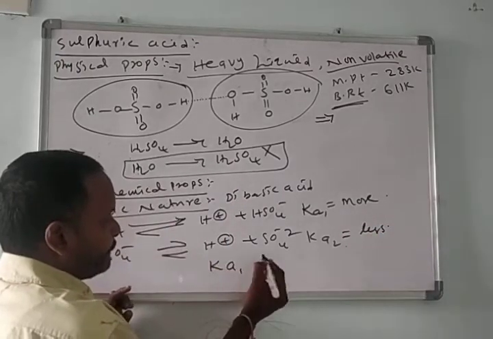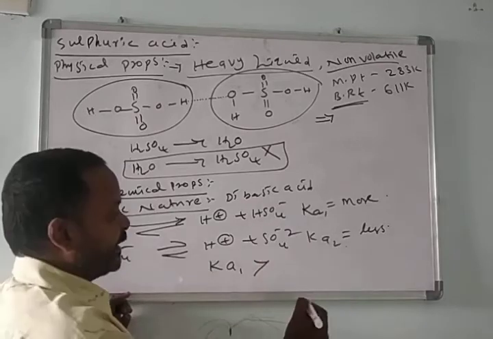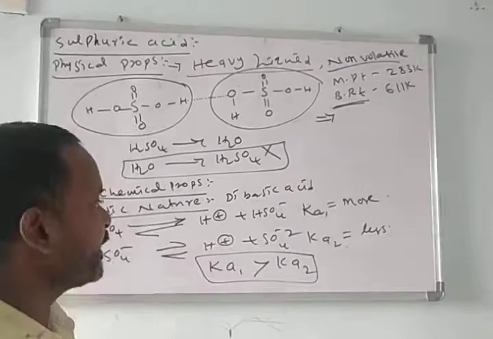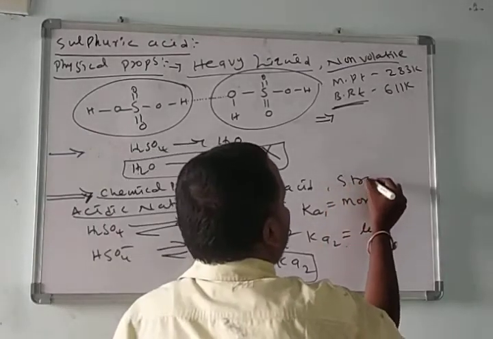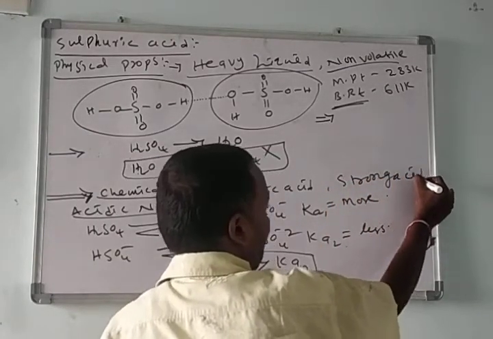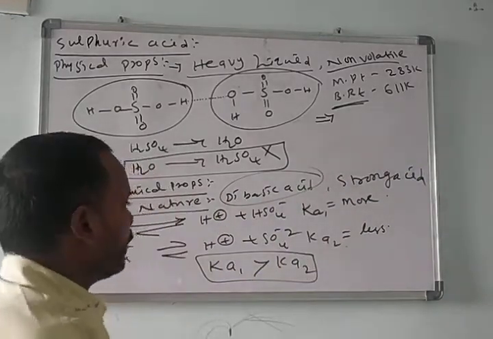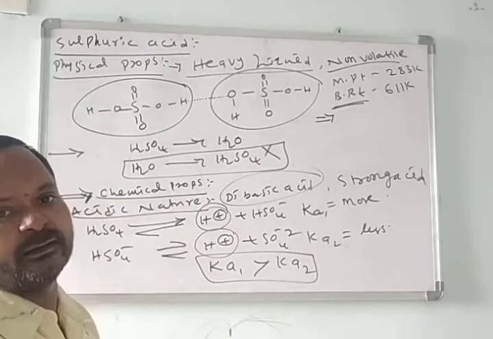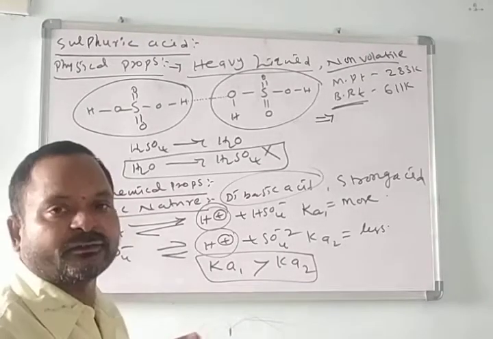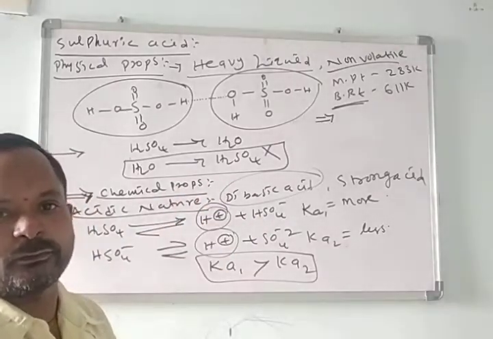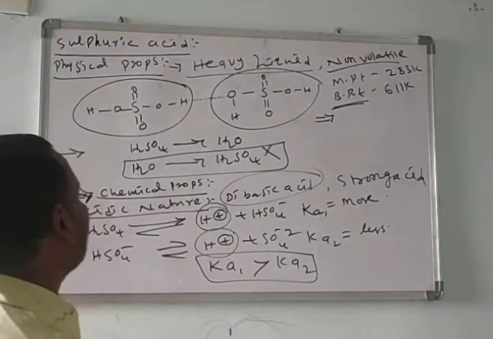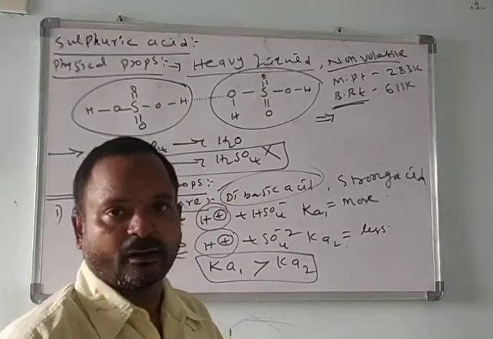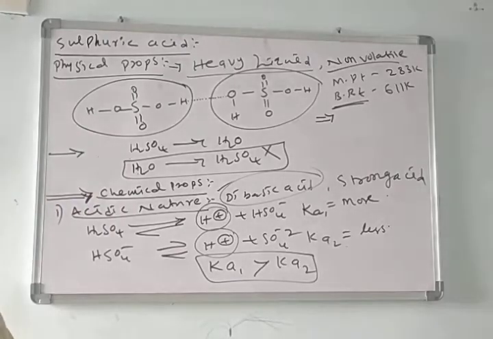Ka1 is highly greater than Ka2. That means it acts as a strong acid. We call it dibasic. How many H plus ions are released from this sulfuric acid? 2 H plus ions. That means it has the capability to interact with 2 moles of base. That's why we call it a dibasic acid.